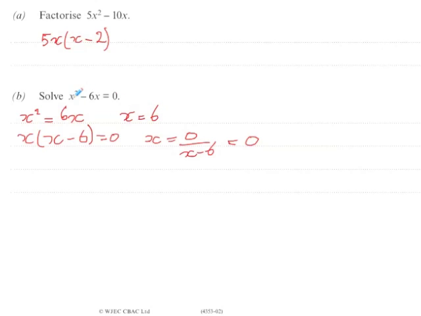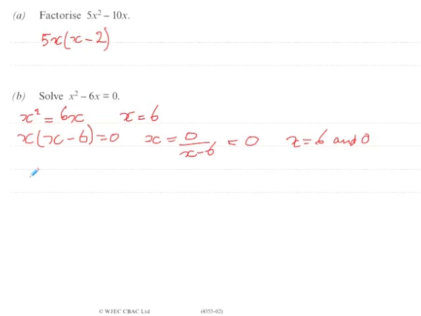6 squared is 36, minus 6 times 6, which is 36, gives us 0. And 0 in there gives us 0, so that equals 0. So your solutions are x equals 6 and 0.